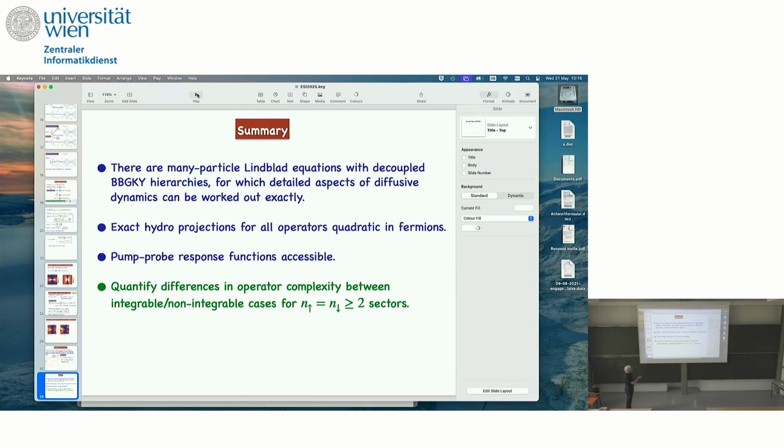And one thing we're thinking about at the moment is to quantify, in terms of some measure, the difference in the operator complexity between integrable and non-integrable equations in this higher particle sector. So the thing I just described here.